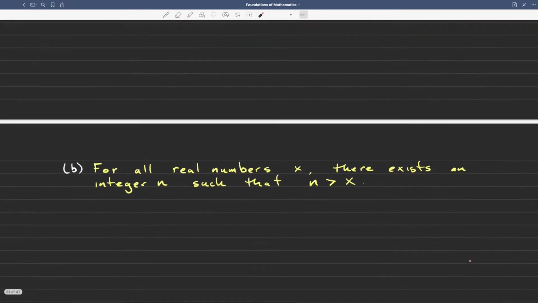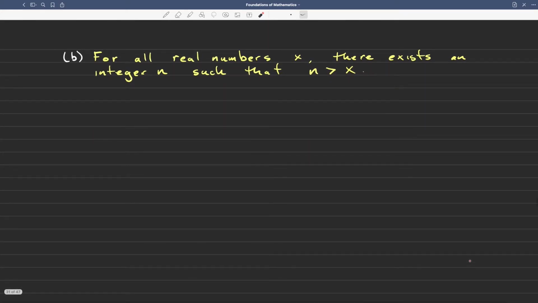Let's just do a bit more complicated of an example, and then I'll give you some problems to try on your own. Okay, so on this one, let's write down the symbolic form. So the original statement is for all real numbers x, there exists an integer n such that n is greater than x. Now notice that there are two variables, x and n, and each of those variables is separately quantified. For x, the quantifier is for all x. And then separately, we have this quantification, there exists, and that applies to the integer n here.